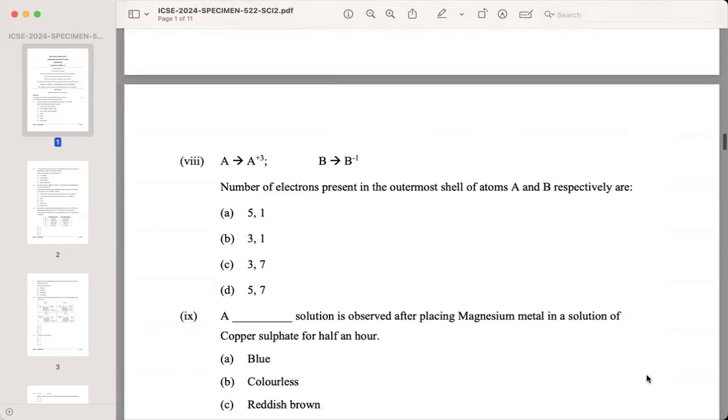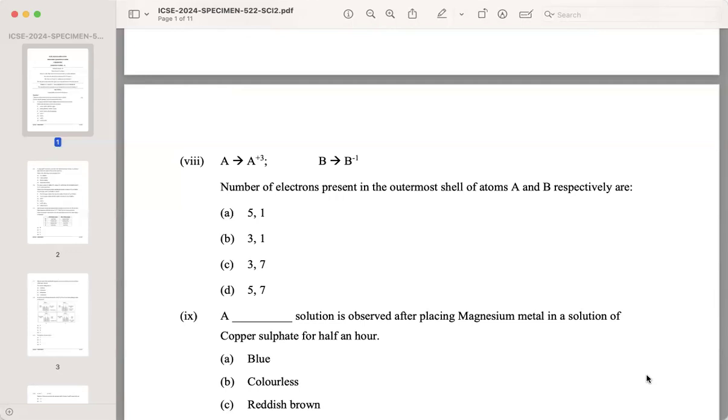Then comes the eighth part: A giving A+3, B giving B-. The number of electrons present in the outermost shells of atoms A and B respectively are. Now in this case, the correct option is C, that is 3, 7. Why 3, 7? You see, in the first case, A is losing 3 electrons. Now, if A is losing 3 electrons, that means the number of electrons present in the outermost shell is 3, because any atom can lose a maximum of only 3 electrons, not more than that.